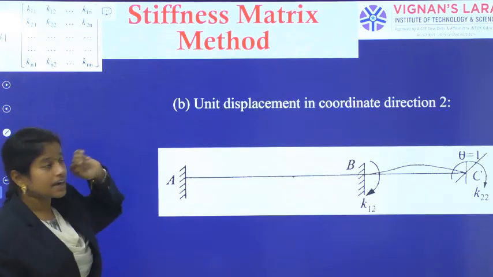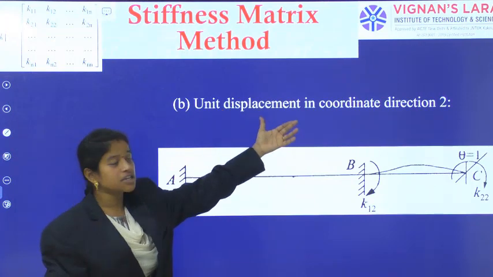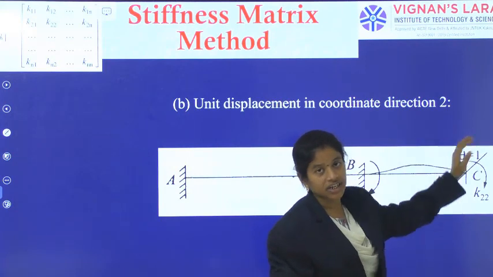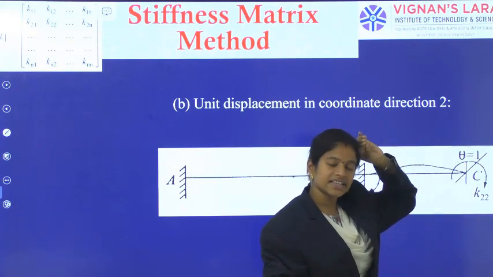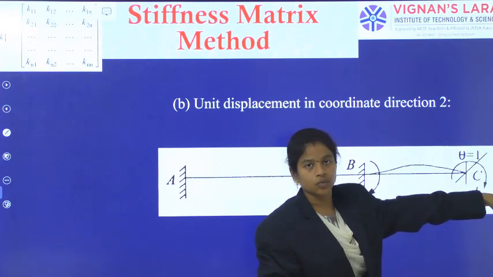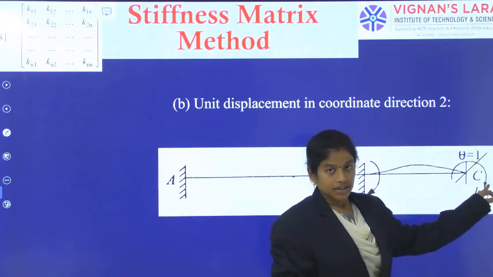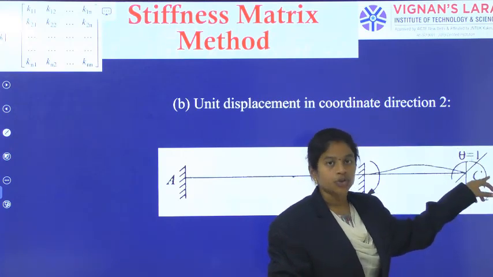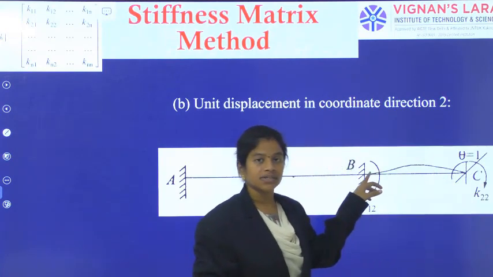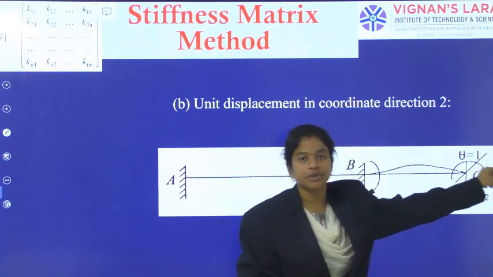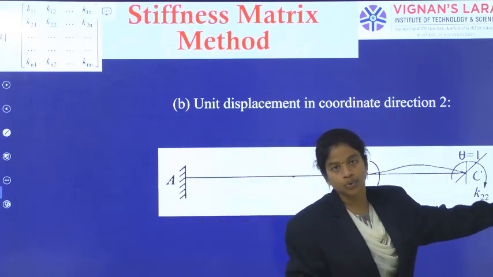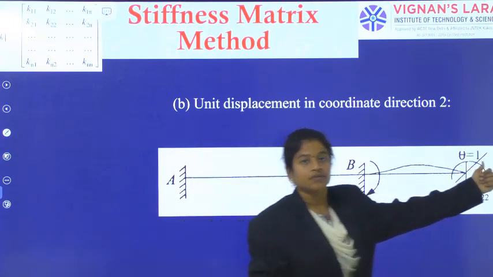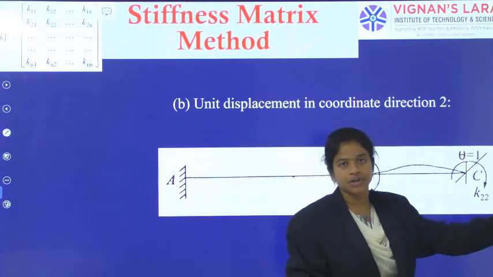And then, how will we calculate? Similarly, for the next case, applying unit displacement in the coordinate direction 2. Keeping the remaining structure fixed, only applying unit rotation in the coordinate 2 direction. Again, in the same direction I am applying theta equal to 1 here. Now, K22. Force developed at 2 due to unit displacement at 2. Force developed at 1 due to unit displacement at 2. K12, K22. Force developed at 1 due to unit displacement at 2. Force developed at 2 due to unit displacement at 2.